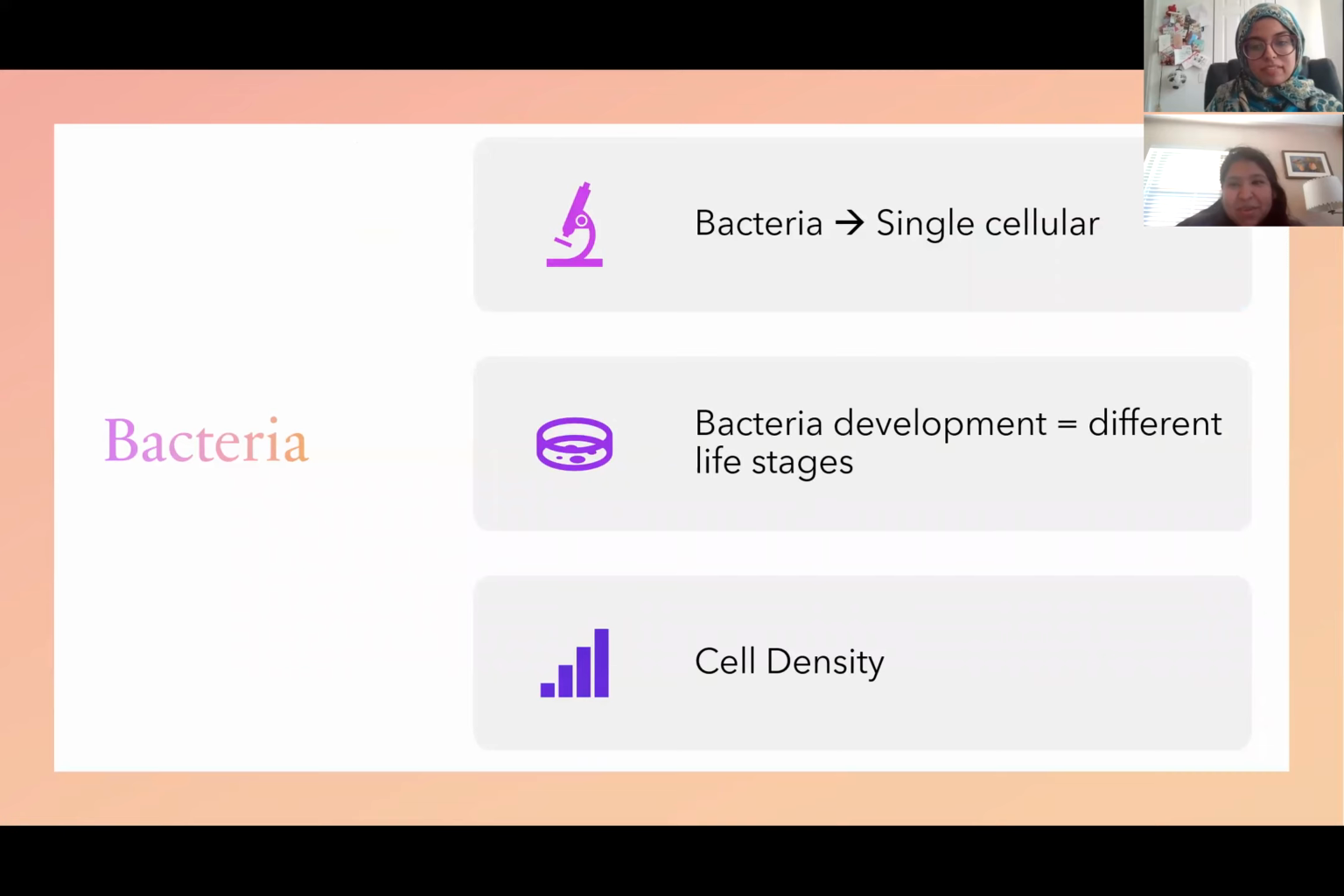And so when you think about evolution, you often think about the common ancestor, and you think about the tree, right? Archaea, Prokarya, and Eukarya. And so when you think about bacteria, that's a single cellular organism, right? And it's going to stay single cellular, while eukaryotes might build up to multicellular organisms. So when you're thinking about bacteria development, those are going to be different life stages. And you're only measuring the cell density within a culture, and it's not creating tissues like eukaryotes.